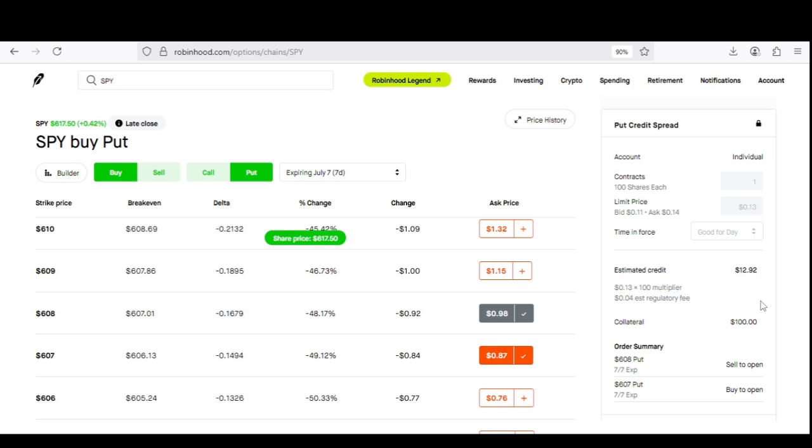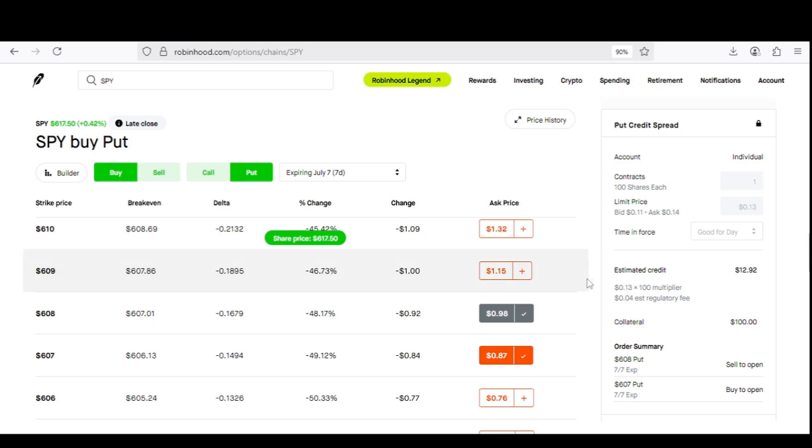That $87 you're going to lose 15% of the time. This $13 here, you're going to win 85% of the time. This is why you're going to need to choose your chance of profitability based on your own portfolio goals and your risk tolerance. Now, how do you get out of this trade?